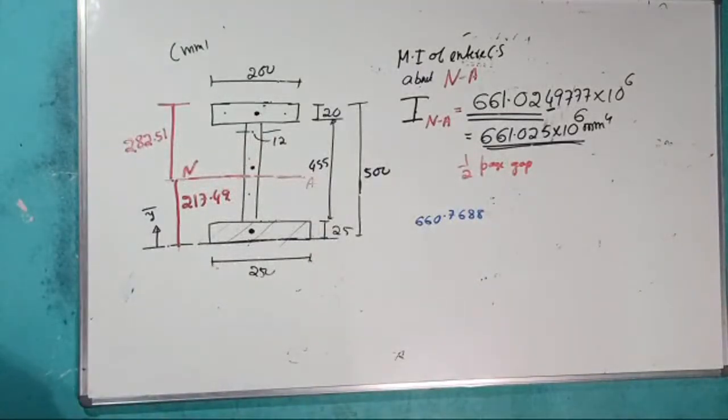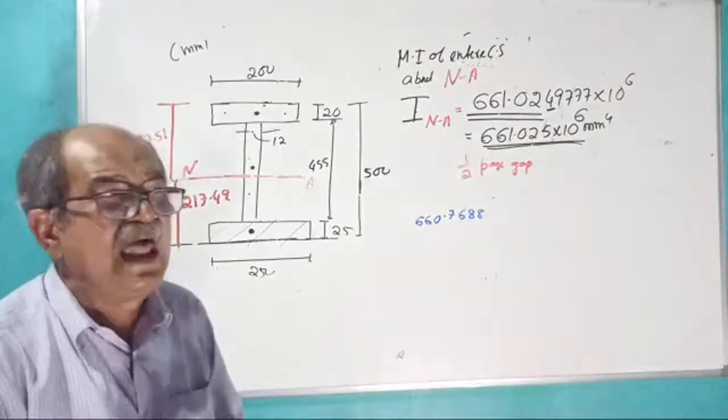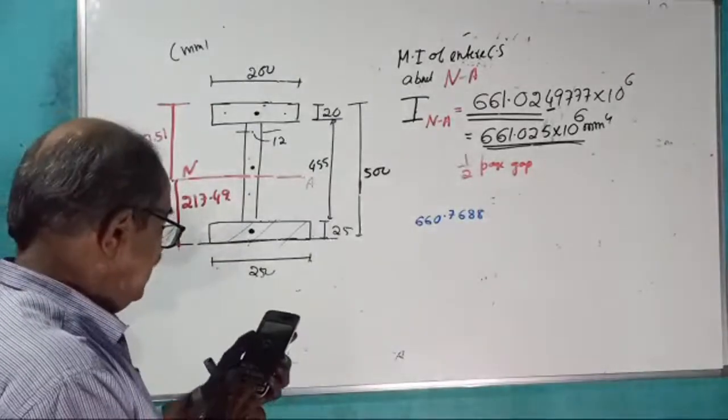Number 668. The first time I got 661, the second time I got 660.7. I will throw the calculator outside if it happens once again.